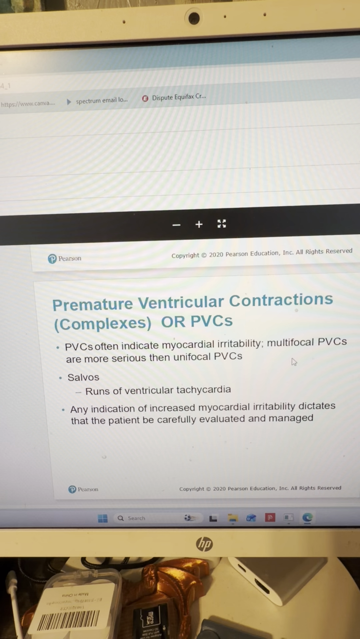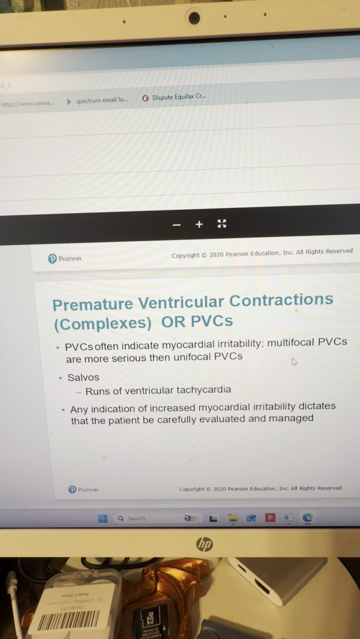PVCs are just a sign of irritability in the ventricles. So multifocal PVCs are more serious than unifocal PVCs and indicate greater irritability. So these people need to go to the hospital. They need to be evaluated to figure out what's causing this.